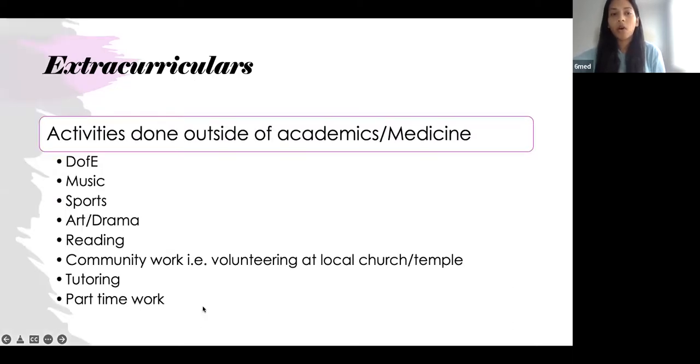The second part of your hobbies would be your extracurriculars. So these are activities which are done outside of academics and done outside of medicine as well. So this would be things like, if you're part of a sports club, if you play a particular musical instrument, or if you're part of the school orchestra, things like Duke of Edinburgh, if you're interested in reading, or if you're interested in community work, so volunteering at churches or temples, if you're involved in a part-time job like tutoring or any other part-time work, those will also be considered as extracurriculars.